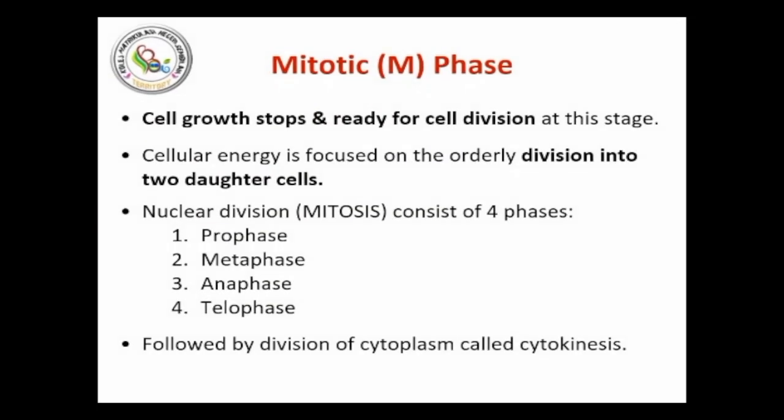During mitotic phase, the cell growth will stop and the cell is ready for cell division. Cellular energy is focused on orderly division into two daughter cells. Mitotic phase can be divided into mitosis and cytokinesis. Mitosis, which is the nuclear division, consists of four phases, which are prophase, metaphase, anaphase, and telophase. At the end of telophase, the division will be followed by cytoplasmic division called cytokinesis.